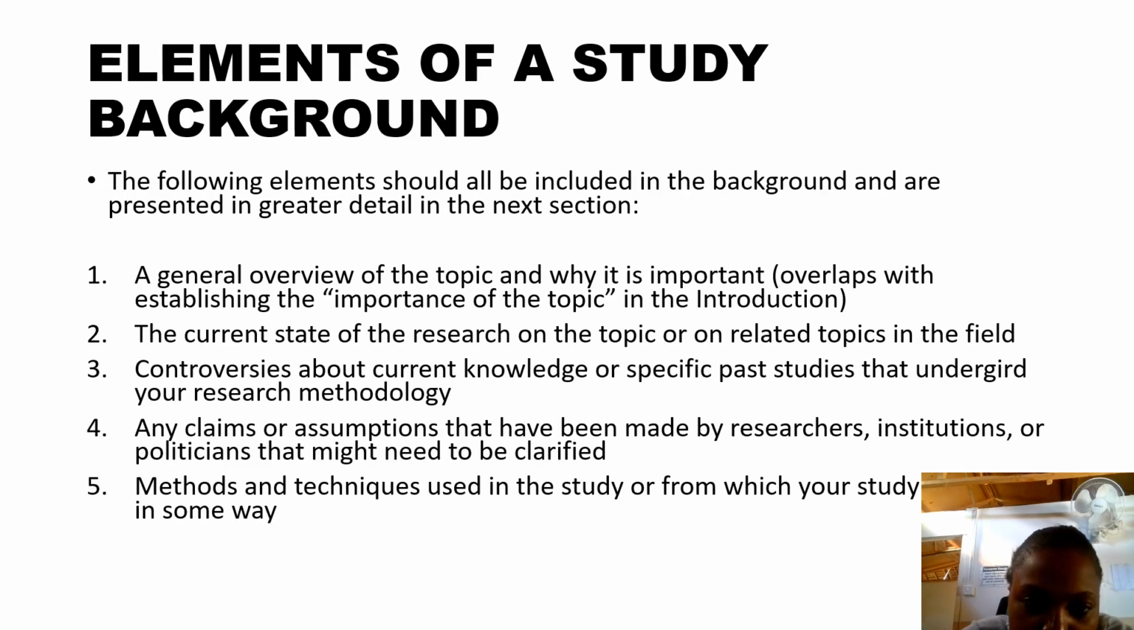Elements of a study background. The following elements should also be included in your background and are presented in greater detail. Number one, start by giving a general overview of your topic and why it's important. Number two, bring in the current state of the research on the topic. Number three, bring in controversies about the current knowledge of that topic. Number four, write any claims or assumptions that have been made by previous researchers or institutions or politicians that may need to be clarified. Number five, write the methods and techniques used in previous studies and from which your study will differ in some way.